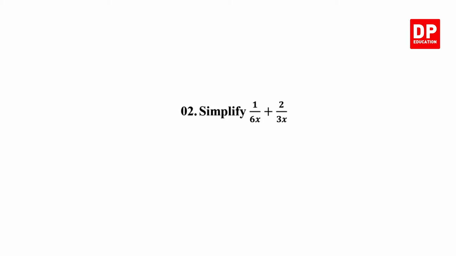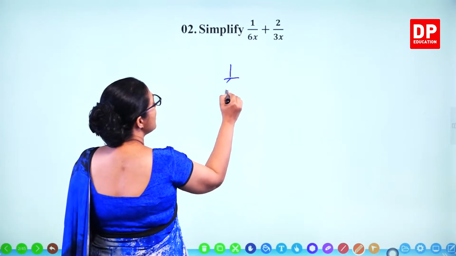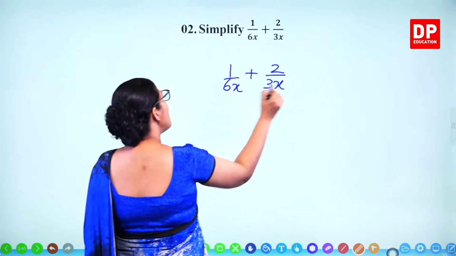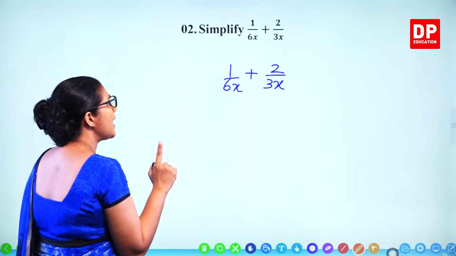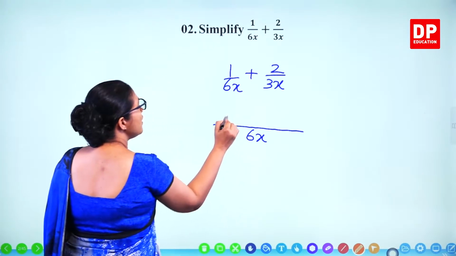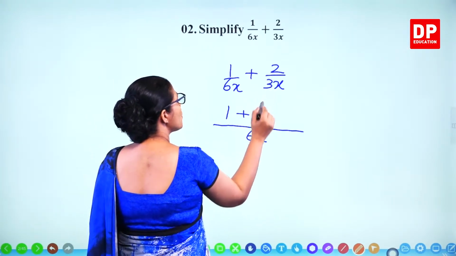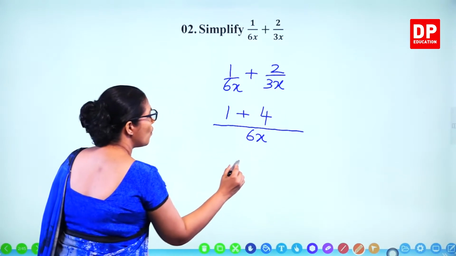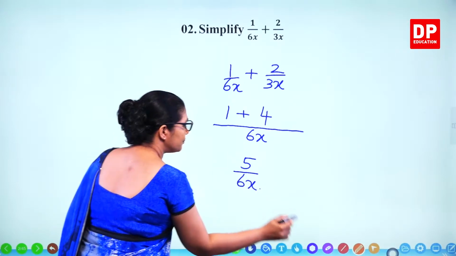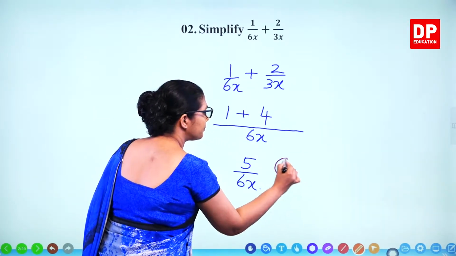Question number 2, simplify. Algebraic fractions addition. So you have to convert to the same denominator. So what's the lowest common multiple of 6x and 3x? That's 6x. So you don't need to do anything here. This one you have to multiply by 2. 2 times 2, you get 4. 1 plus 4, that's 5. You get 2 marks.